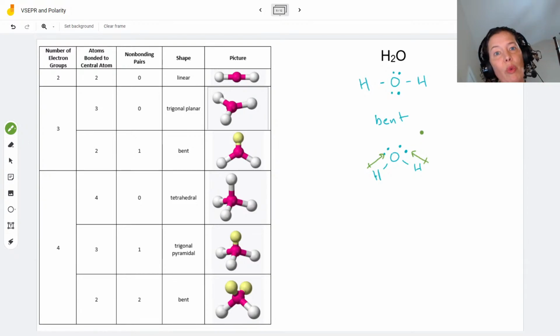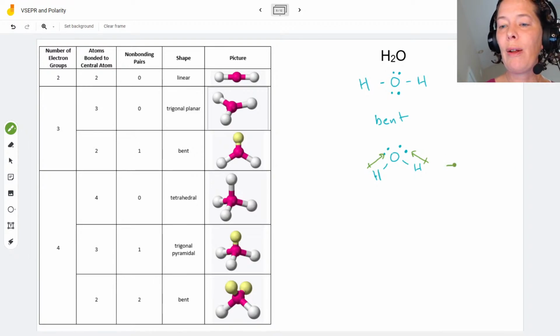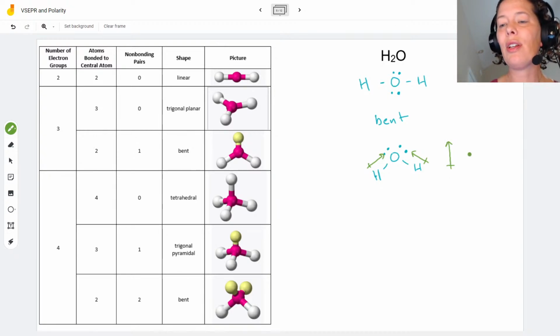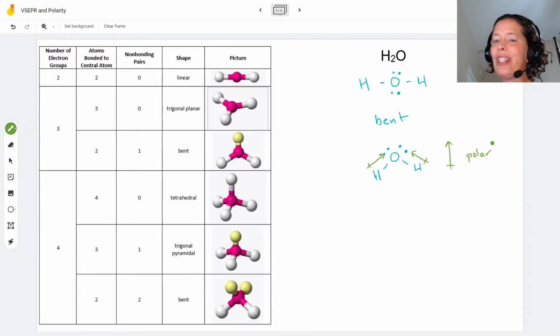So my arrows are pointing into the oxygen. Again, if I envision myself as a central atom and my friends are pushing on me, am I going to move? Yes, of course you're going to move. And the way that I've drawn this water molecule, you are going to move up the page. So yes, water is a polar molecule, which again, you have probably heard in passing, but this is why water is a polar molecule.